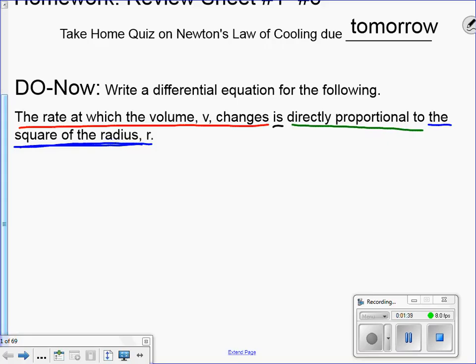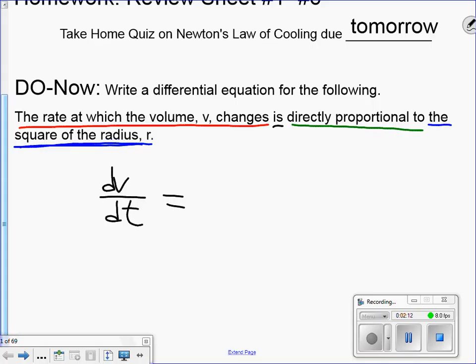So, who thinks they can translate this sentence into symbols? The rate at which the volume V changes. Let's start with that. How do we translate that, Cameron? dV/dt. The rate at which anything changes is d that dt. Okay, so we got that. Now we're up to the word is. How do we translate the word is? Equals.